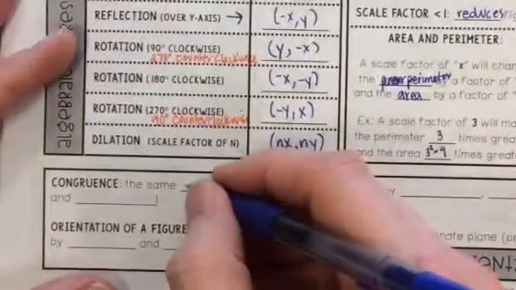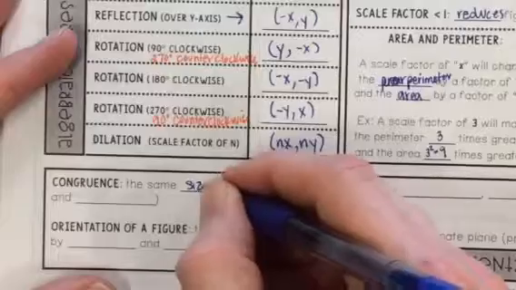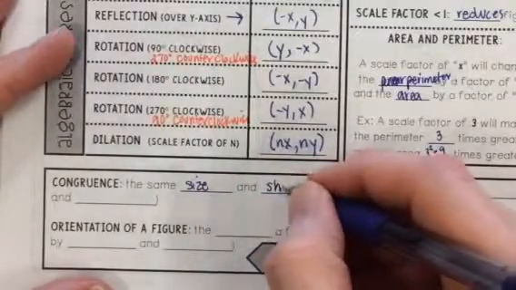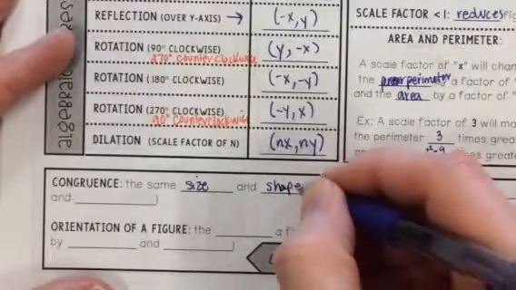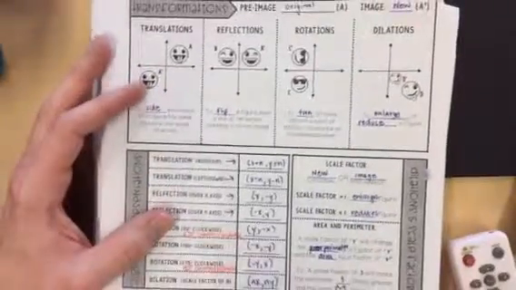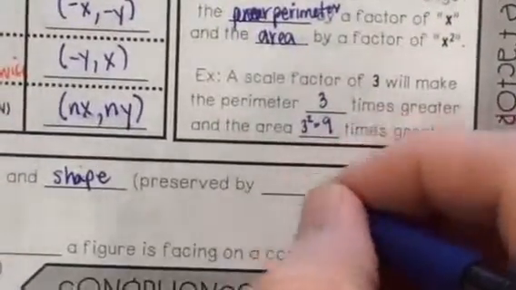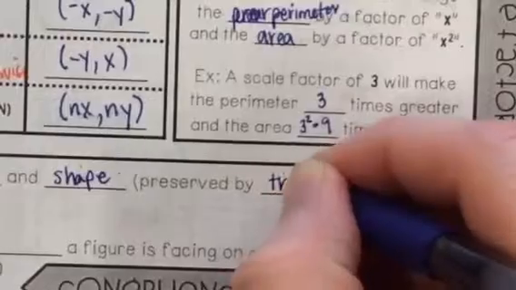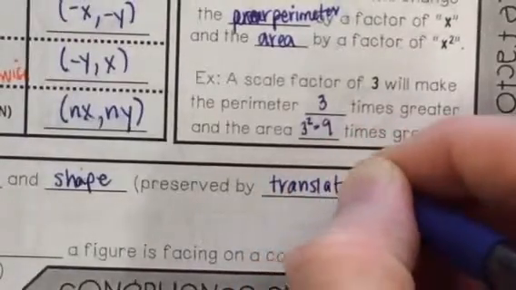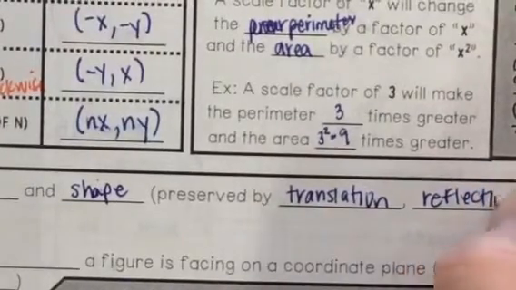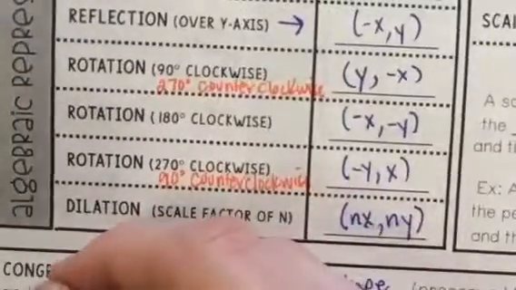Congruence means that you've got the same size and shape of a figure, or of figures. And if you look back up here at the top, the ones where they preserve the size and shape, that would be the translation, the reflection, and the rotation. So preserve means to keep, so that's the translation, reflection, and rotation.